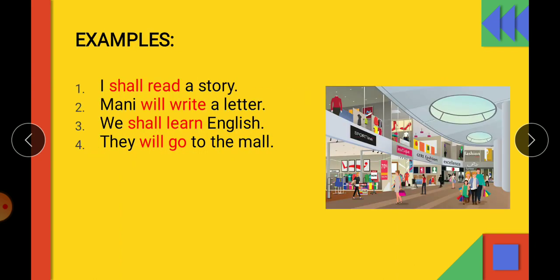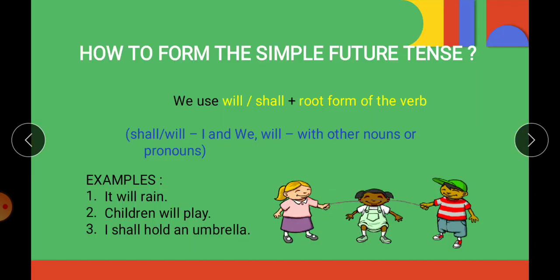Now, coming to examples. Money will write a letter. We shall learn English. They will go to the mall. So it means that whenever we are writing these sentences, we are talking about the future. That is, we will be doing some action in the near future. आने वाले समय में हम ये action करेंगे. Right?